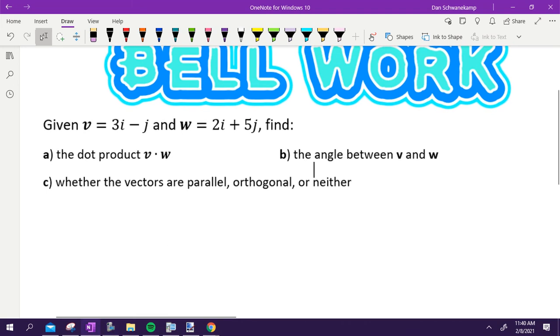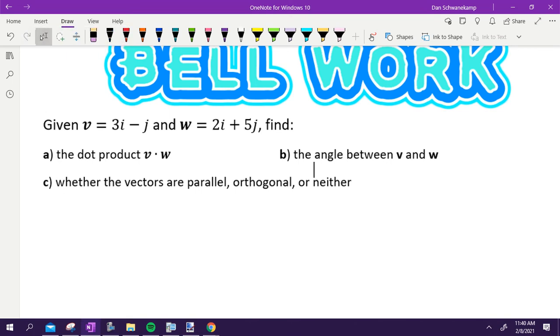All right, so for bell work today, we're doing the same thing we did on Friday's notes. Very similar concept. On Friday, we talked about two things, dot products and how to find the angle between two things. They really tie together. So here in bell work, we're just doing that exact process. We're finding the dot product V times W and then working from there.